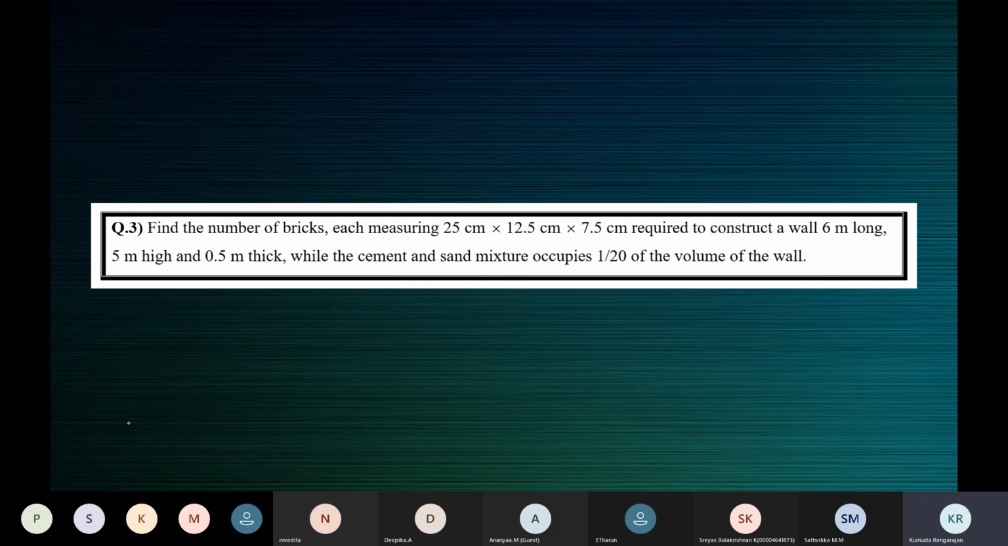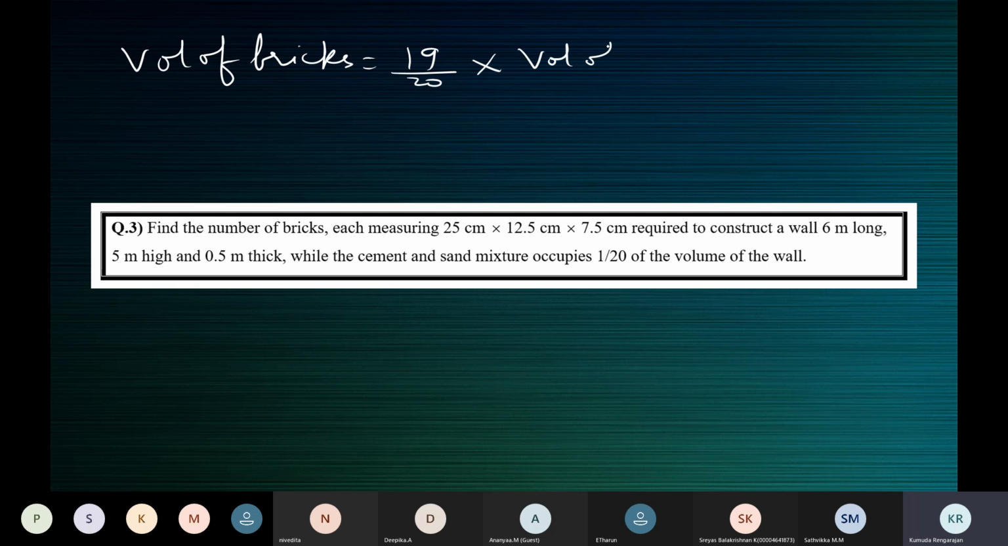So let's write that. Volume of bricks is equal to 19/20 of the volume of the wall. If you understand this equation, that will take you to the end of the working and you get the answer. Volume of the bricks, meaning volume of all the bricks, is equal to 19/20 of the volume of the wall.